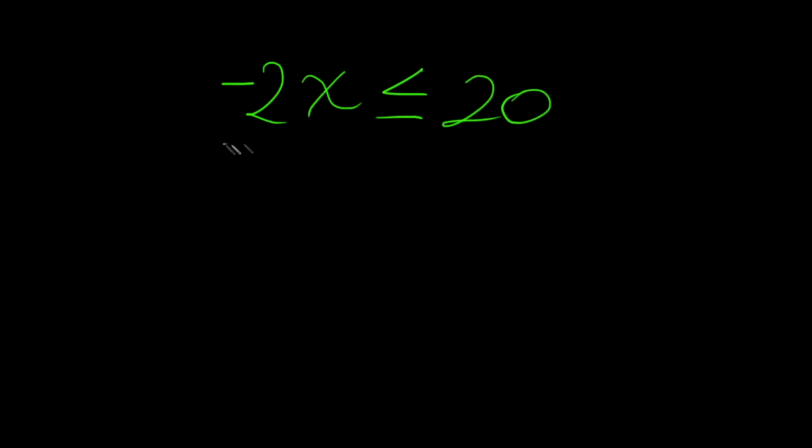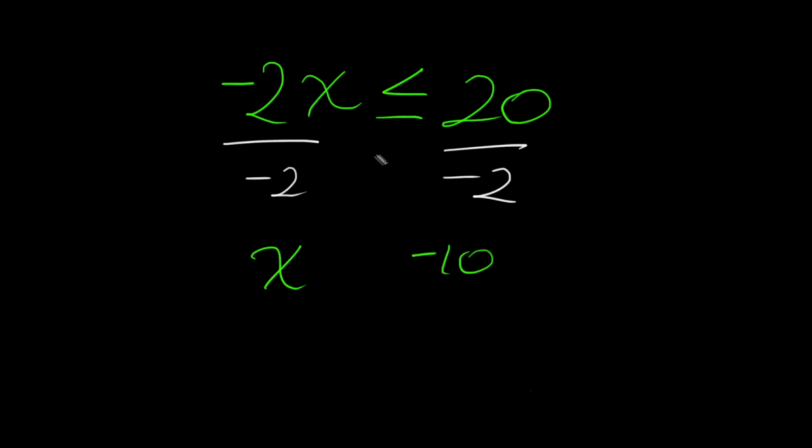Now let's see what happens in this example, where we have negative 2x is less than or equal to 20. Normally, all we need to do is divide both sides by negative 2. On the left side, we'll be left with just x. On the right side, we'll be left with a negative 10. But something you need to know is that anytime you multiply or divide by a negative number in an inequality, the direction of that inequality switches. So instead of less than or equal to, it becomes greater than or equal to.